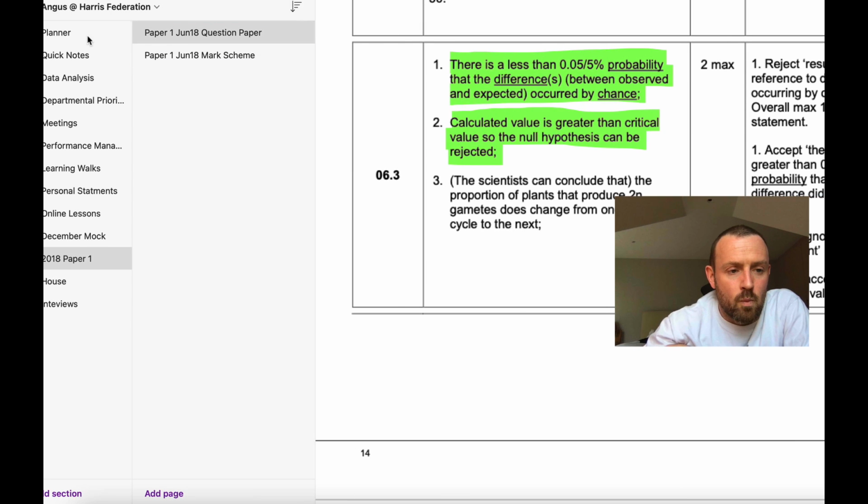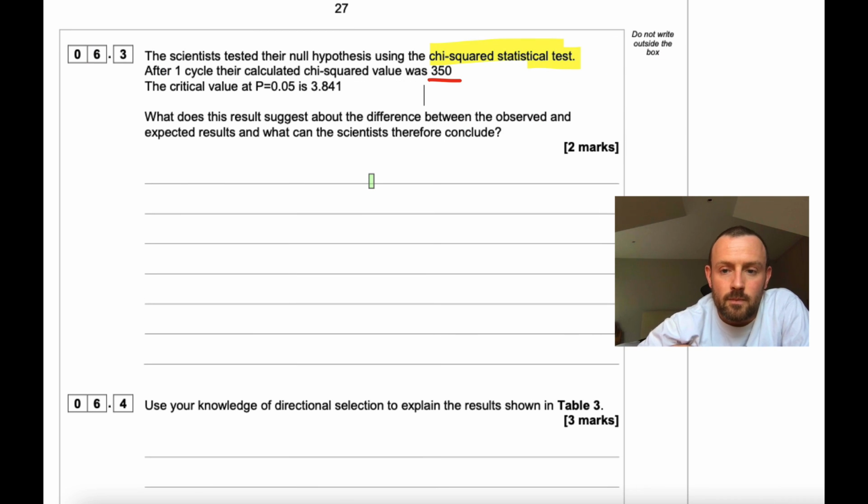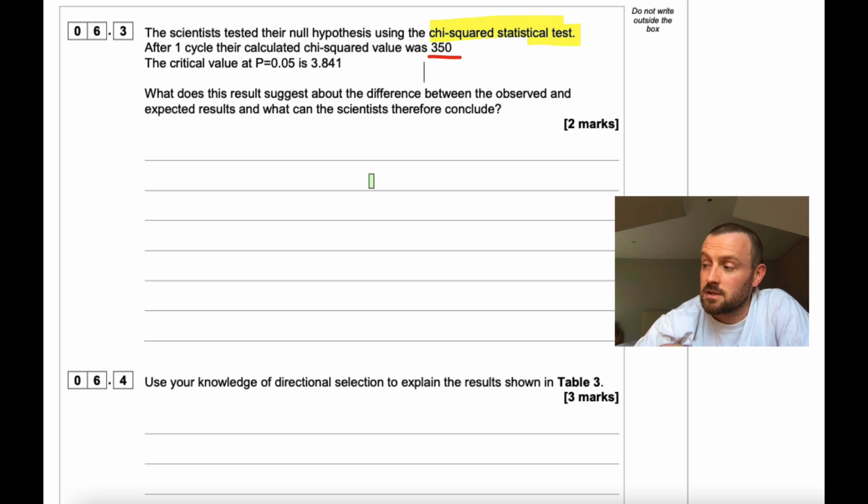I need to get that wording in my head. We reject the null hypothesis. There is less than 5% chance that the difference was due to chance.